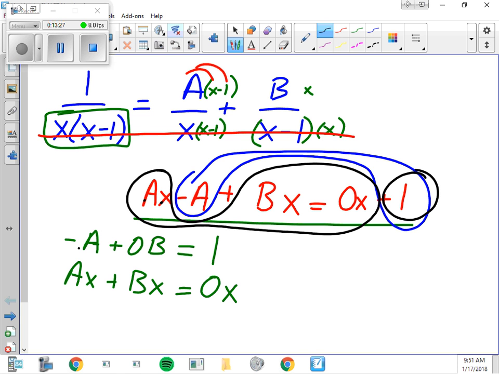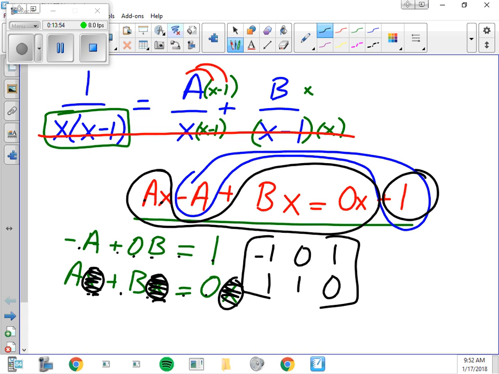And I ended up with negative a plus 0b equals 1, and ax plus bx equals 0x. Well, what good is this x doing? Nothing. They all have an x. So I can just get rid of them. And now I have a matrix. Negative 1, 0, 1, 1, 1, 0. Now I can put that in my matrix and do RREF and figure out what A and B are.